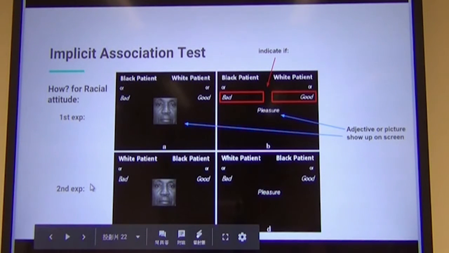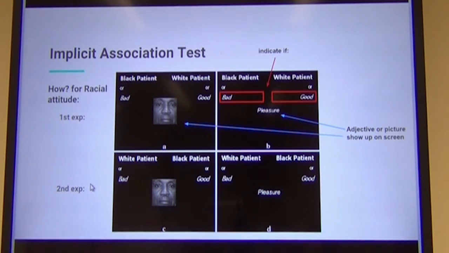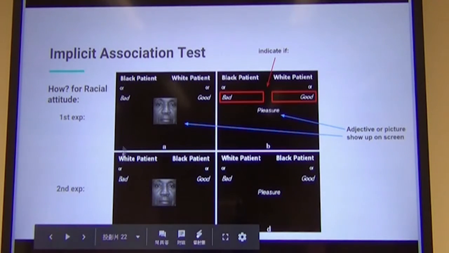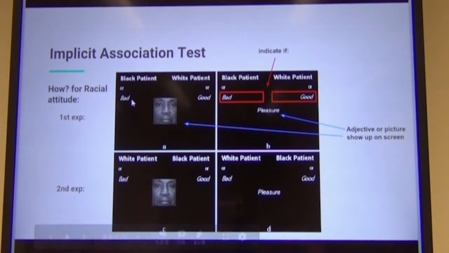For example, if your response time to black plus bad is faster, then it's more likely you have an implicit attitude that black people are worse. And so this is how the test is done.